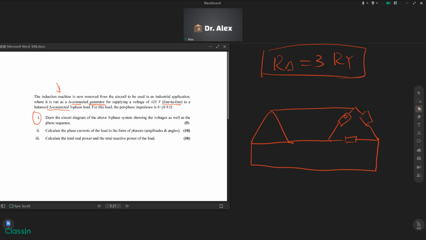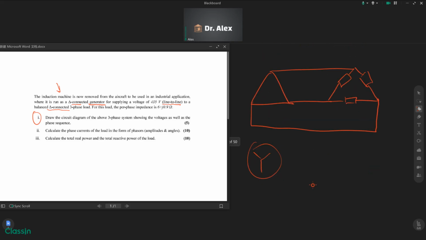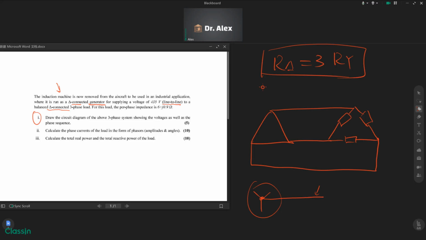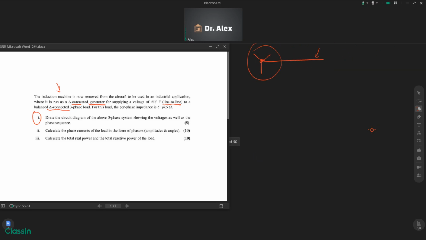Be aware that if we have a Y structure, it should be three-phase four-line. Why four lines? The fourth line is called the neutral one. But for our delta structure, we don't need the fourth line. We just need three lines. This is VA, VB, and VC. This is Z, where Z equals 6 plus 0.9j ohm. Okay, that's the structure for the first question.